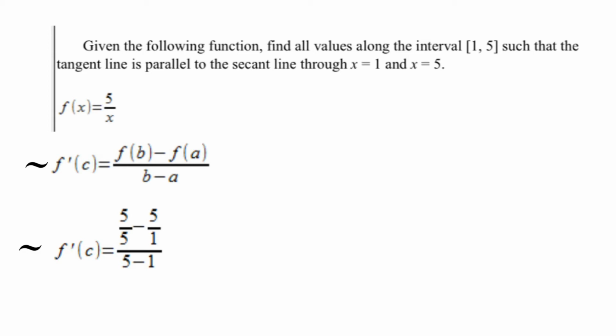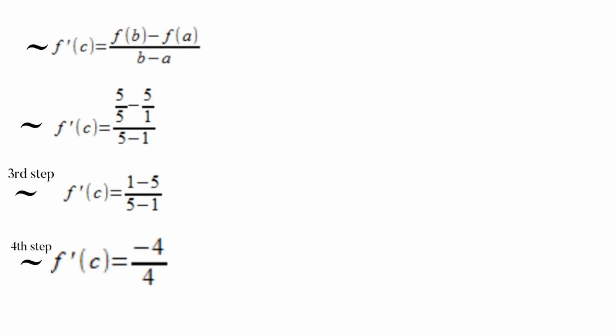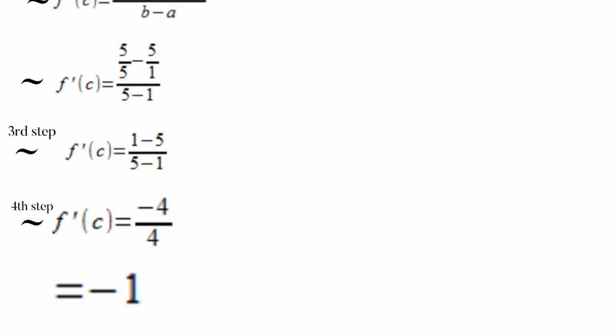Now that we have this, we have to solve it. Once we solve it, we get (1 minus 5) all over (5 minus 1). In this case, we have to subtract: 1 minus 5 is negative 4, all over 5 minus 1, which is 4. And our final answer is negative 1.